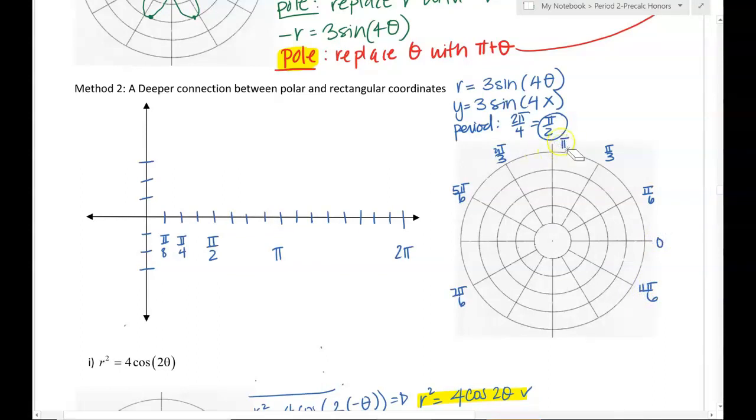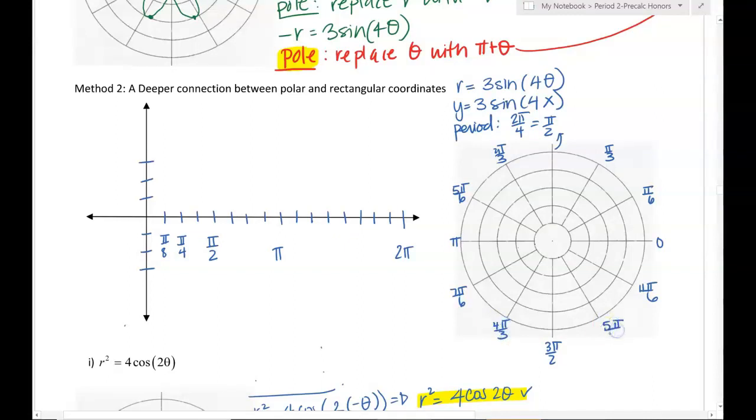Pi over 2, it's up here. Oh, look, I already wrote pi over 2 for the periods. Why don't I just use that as well? There you go. And then this is a pi, 3 pi over 2, just like that. Oh, and then I'm missing 4 pi over 3 and then 5 pi over 3.